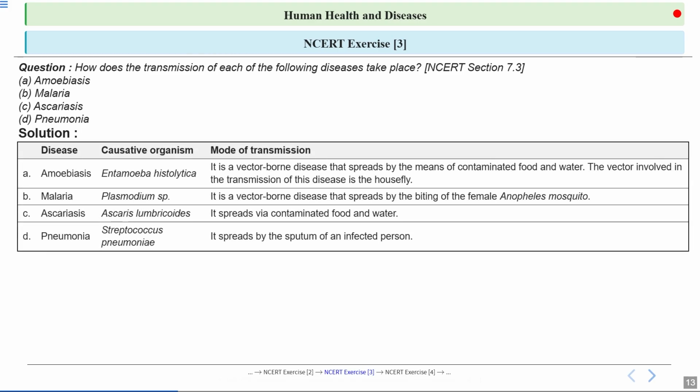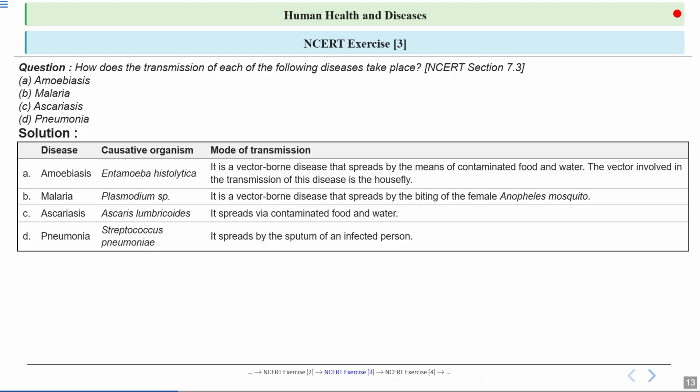Now, amoebiasis is caused by Entamoeba histolytica. It is transmitted via contaminated food and water. So you can see the mode of transmission. It is spread by means of contaminated food and water. The vector involved in the transmission of the disease is the housefly.